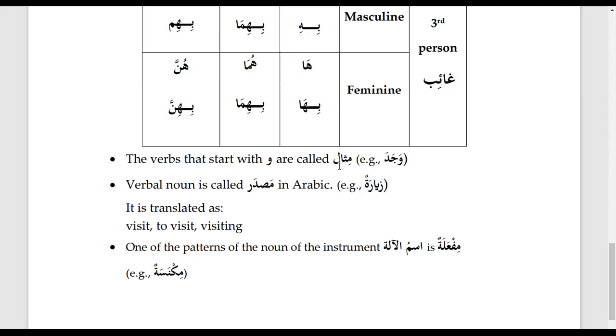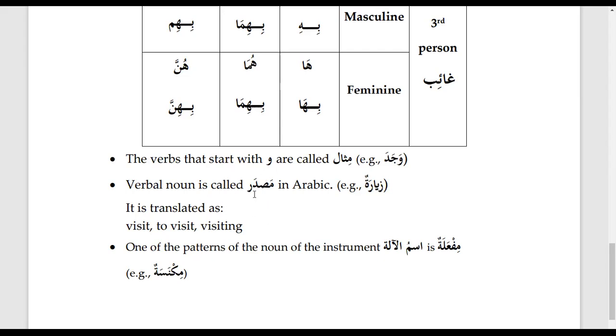Then the verbs that have hamza, what do we call them? Do you remember the name? Mahmuz. Mahmuz, excellent. Example? Akala. Akala, excellent. Akala, sala, qara'a, right? So the hamza can be in the beginning, in the middle, or in the end. Okay, and then we will also learn about verbal noun.